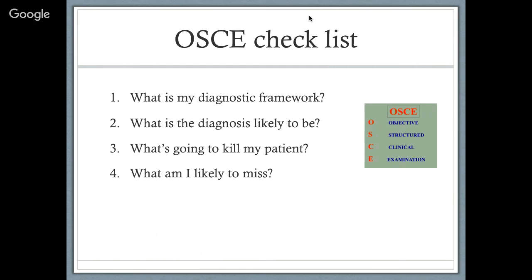The next thing I think about is what's the diagnosis likely to be? What's going to kill my patient? What do I need to make sure that I ask about so I don't fail my OSCE station? And what am I likely to miss?